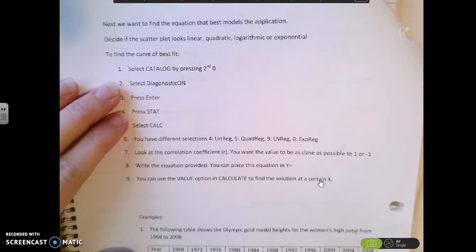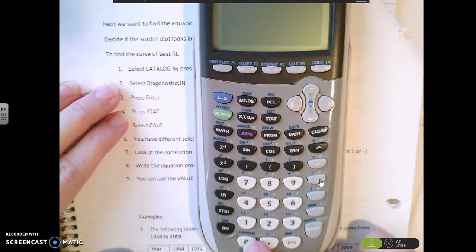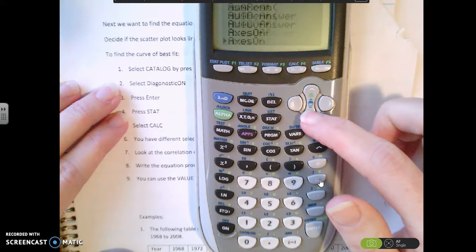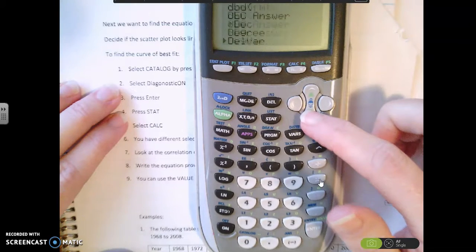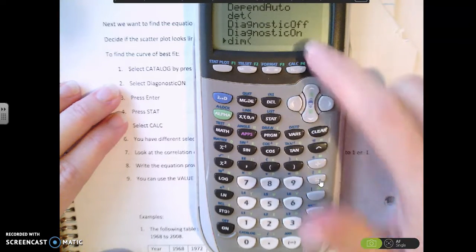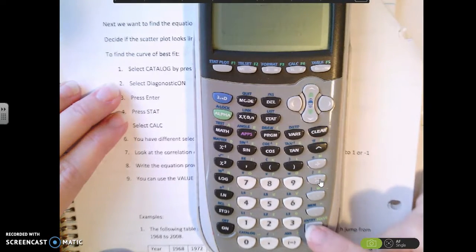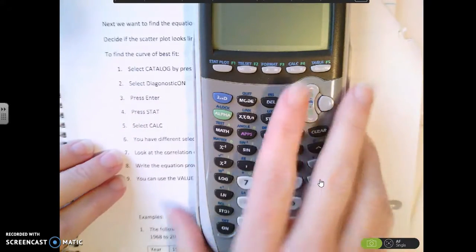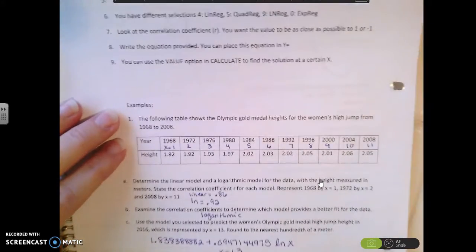Now one of the things you might have to do is turn diagnostics on. So on your calculator, there's a button here that says catalog. If you go to the catalog button and you scroll down to diagnostics on, you'll see a choice where you have diagnostic on and diagnostic off. We want to choose diagnostic on and then press enter, and all it just says is done. But now our diagnostics are on. This is going to allow us to get our correlation coefficient, which we are going to talk about.